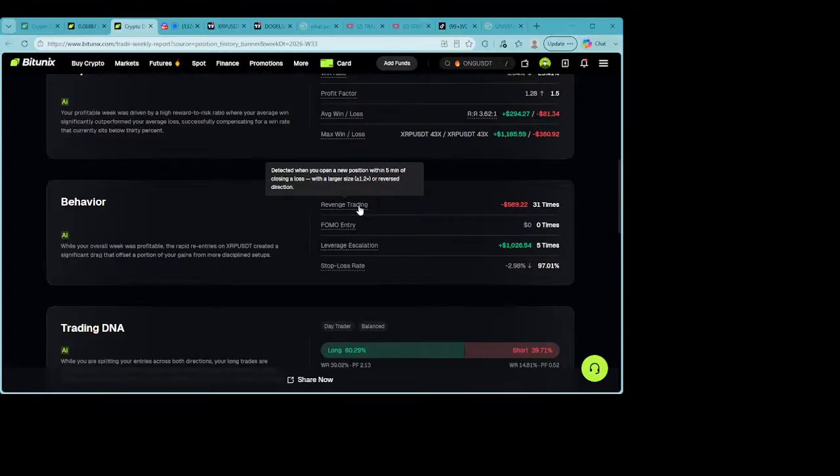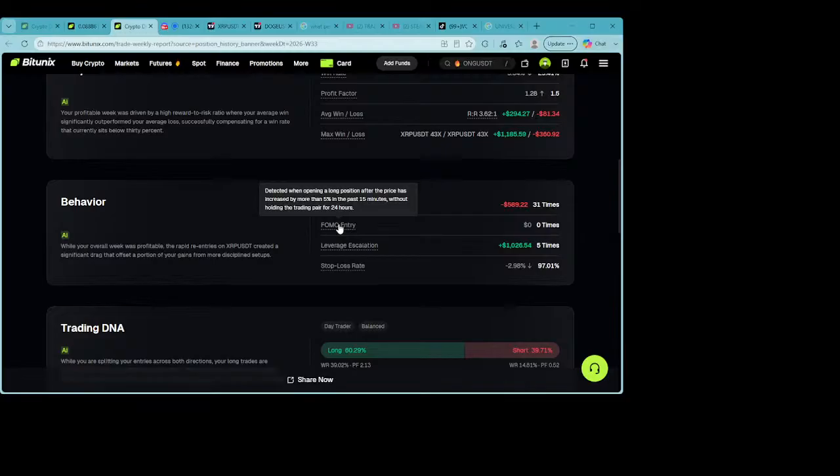And I love this new tool that was put in. Like I said, we've been working for 3 years on building a platform and an exchange that's willing to help the trader get better. So it detects when you have a new position within 5 minutes of closing a loss. 31 times we did that.